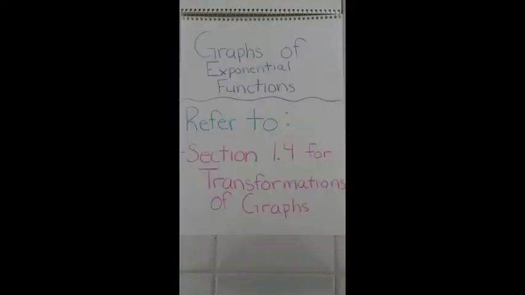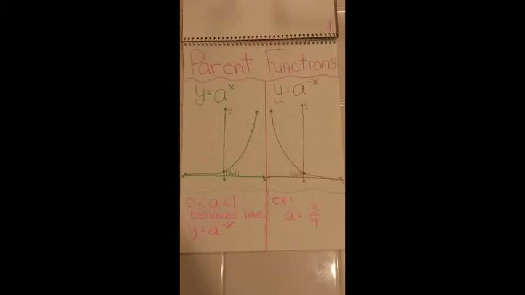For graphs of exponential functions, refer to section 1.4 for transformations of graphs. The parent functions of exponential functions are y equals a to the x power and y equals a to the negative x power, and the graphs of these functions are opposites of each other. The graph of y equals a to the x increases, and on the positive number side, it increases quickly. The graph for y equals a to the negative x power decreases, and on the negative number side, increases quickly. A thing to remember when graphing is that if a is greater than 0 but less than 1, it behaves like y equals a to the negative x.